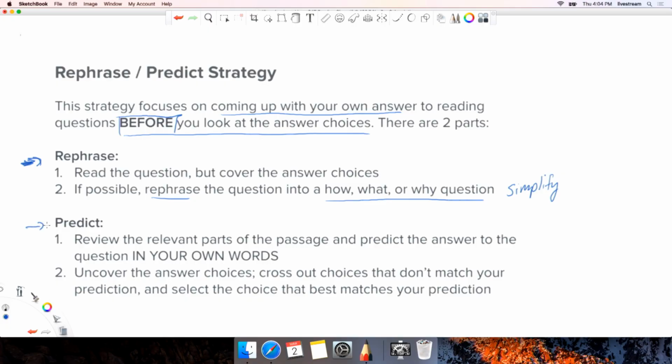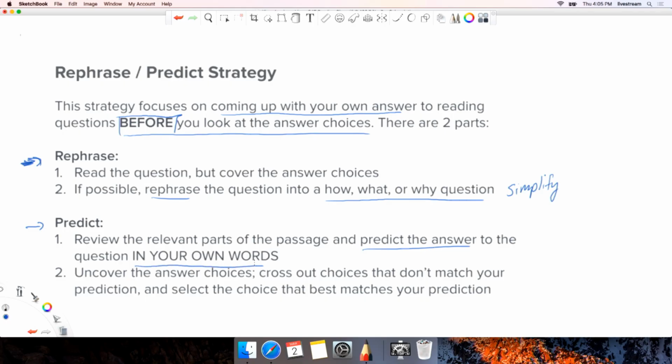The next step in this strategy is to predict, and so you would start by reviewing the relevant parts of the passage. So go back and reread a little bit before, a little bit after where you need to, and then based on that, predict the answer to the question in your own words.